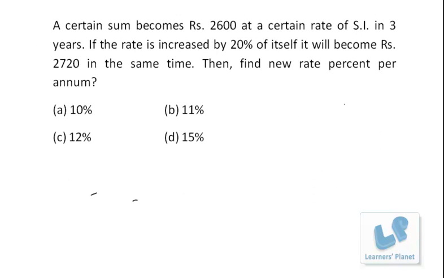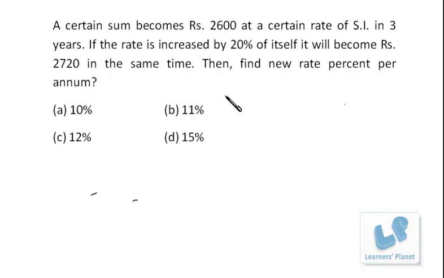Now let's try this problem. A certain sum becomes rupees 2,600 at a certain rate of simple interest in 3 years. If the rate is increased by 20% of itself, it will become rupees 2,720 in the same time. Then find the new rate percent per annum. Friends, this is a bit tricky question, but it's really simple. You just have to think over it.